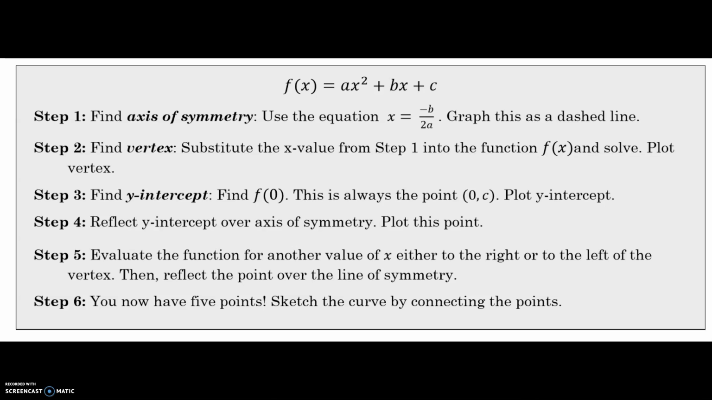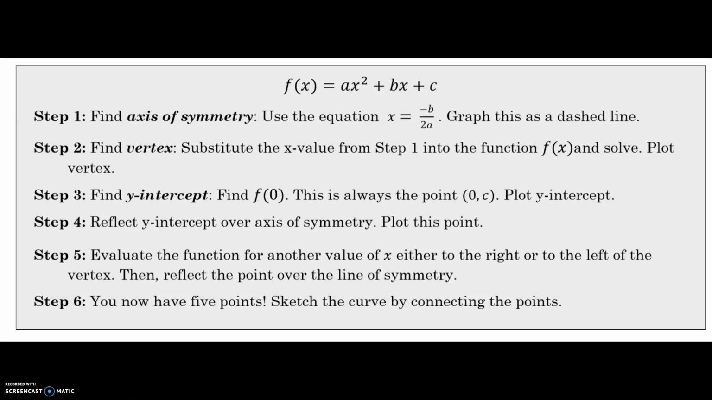Step 3, we are going to find the y-intercept. Remember, back when we learned about linear functions, the y-intercept is where the graph crosses the y-axis. This will always be the point 0, c. Now we're going to plot the y-intercept on the coordinate plane. Then we are going to use the axis of symmetry to reflect the y-intercept over the axis of symmetry and plot that point.